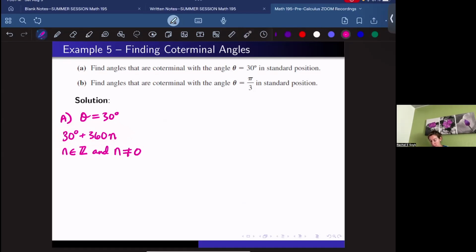Now let me give you actually numerical examples. We have 390 degrees is an example. 720 plus 30 gives you 750. And then we also have -330. And then -690. Right?